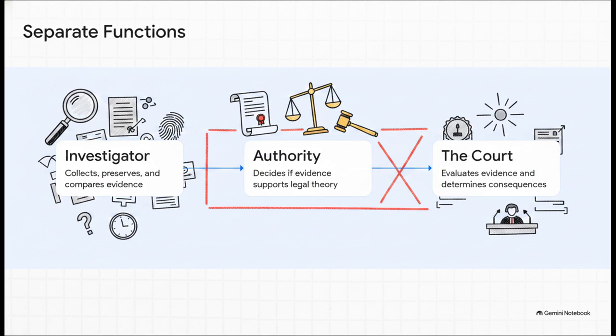A genuinely disciplined investigation separates these 3 very distinct functions. First, you have the investigator. Their job is strictly to collect, preserve, and compare evidence. They just ask what happened and what do the records actually show. Second is the prosecutorial or regulatory authority. They're the ones who decide if that evidence supports a formal legal theory, and they have the power to compel testimony. Finally, the court or the authorized decision-maker. That's the institution legally empowered to evaluate the evidence and hand down consequences. If you are the investigator, your boundary stops firmly at step 1.